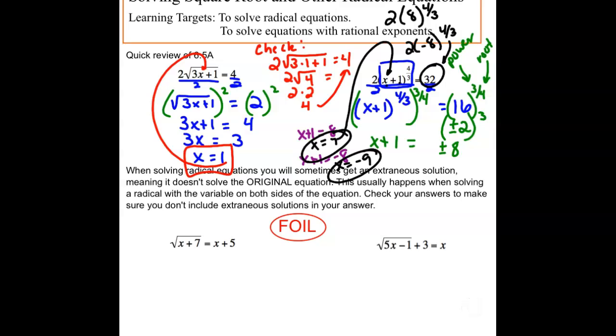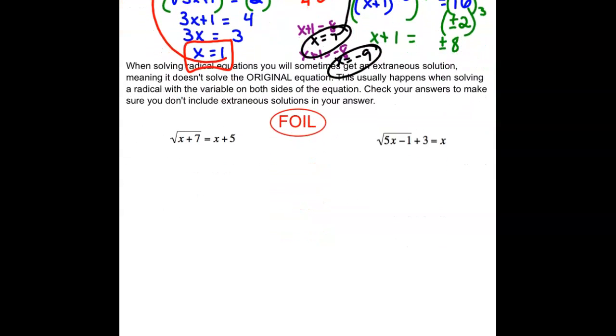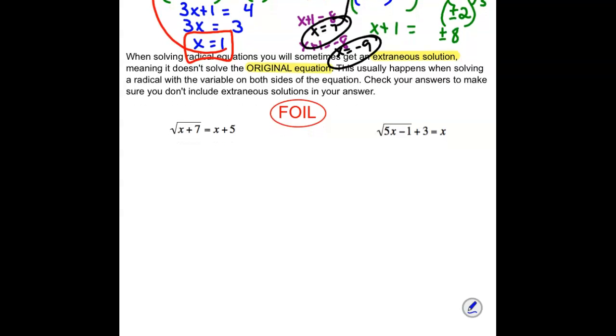So today we're going to look at what happens when we're solving an equation and we get some extraneous solutions. That term extraneous means it's like an extra solution. It doesn't actually work in the original problem. So that's why we're always checking everything, all of our solutions in the original question. It usually happens when solving a radical that has variables on both sides of our equation. That's why yesterday most of our answers worked. Today we're going to look at ones where we have variables on both sides.